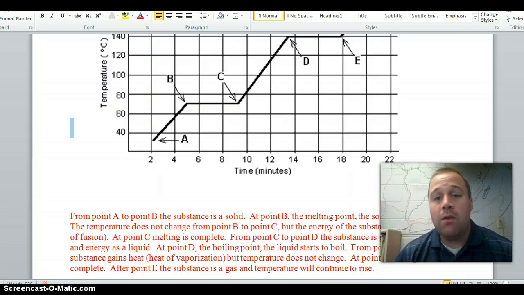Once we get to point E, we've vaporized all our liquid molecules, then we become a gas, and from that point on, the temperature can increase.